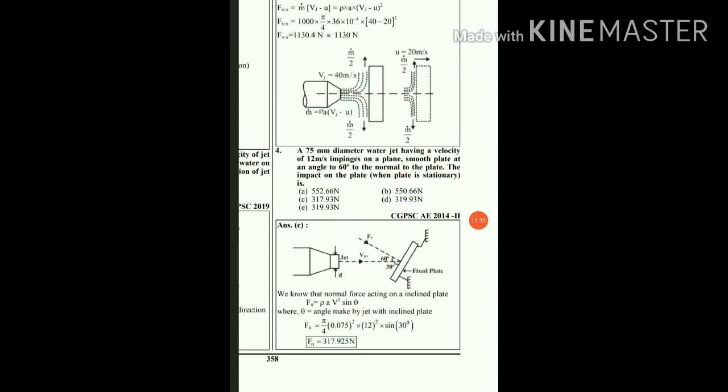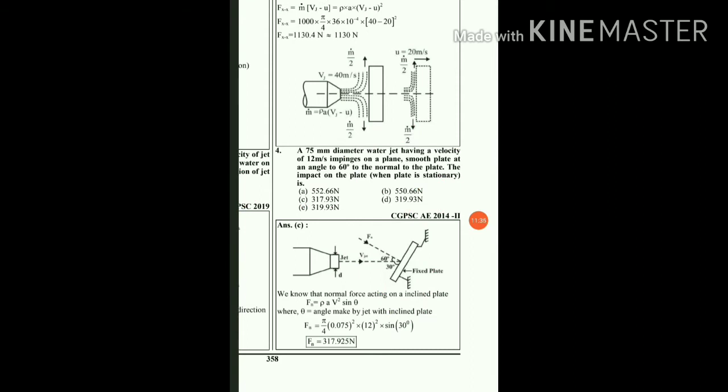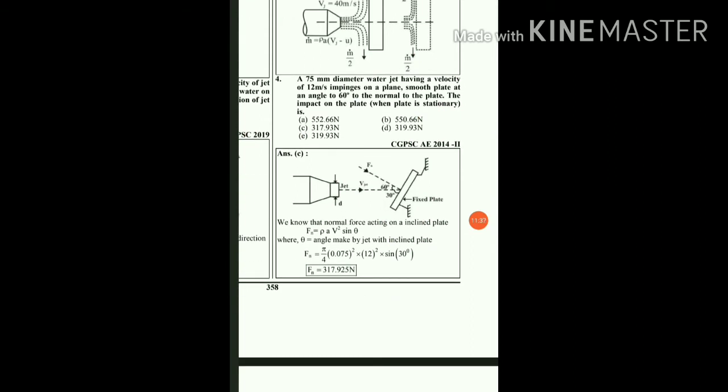So here Fn will be equal to rho, which is 1000, area which is pi by 4 d square, with 75 mm converted into meter, then v square, the velocity, which is 12 square, into sine 30. If you put in the equation, you will get the final answer, which is 317.925, approximately 317.93 Newton. So your option C will be the right answer.